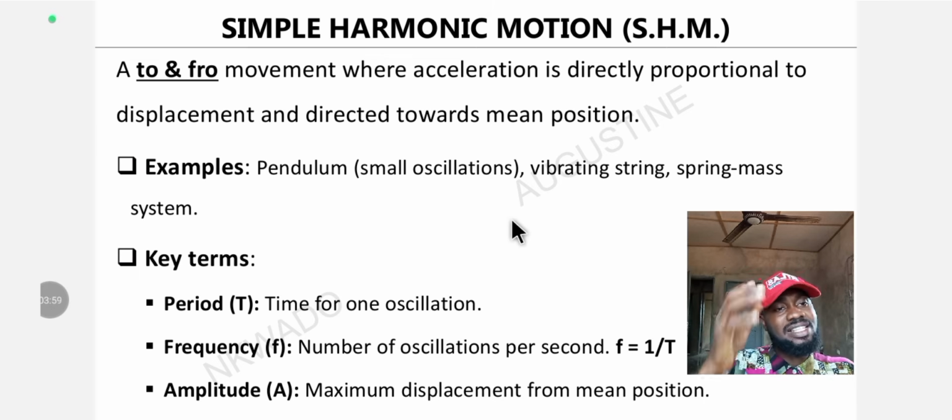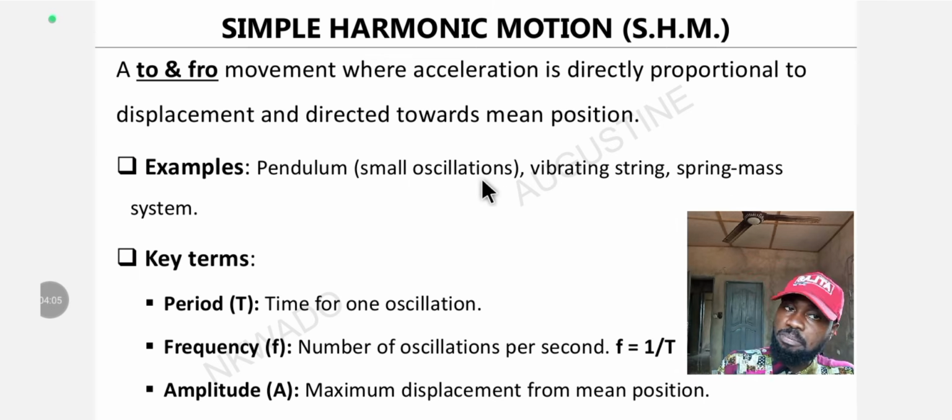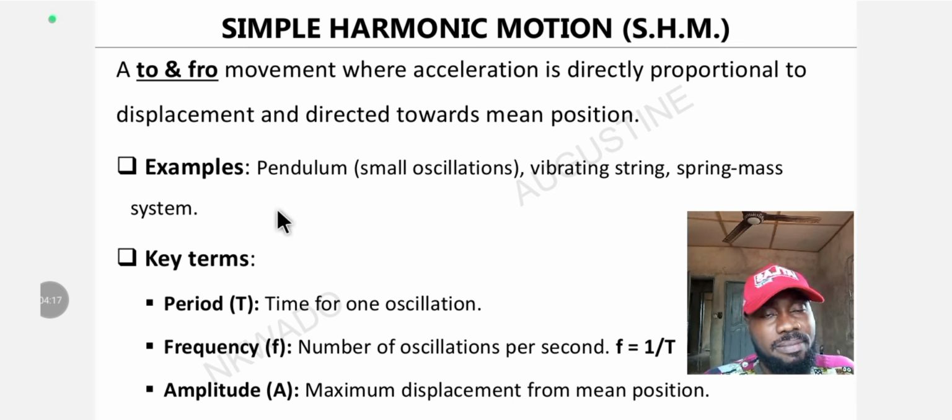And also the acceleration of this string, or whatever instrument or object, is directed towards the mean position. That's where you see the wave go towards. Okay, the wave flows to the mean position, returns to another mean position. That's it. Another example we have here is the spring mass system, and so on and so forth.